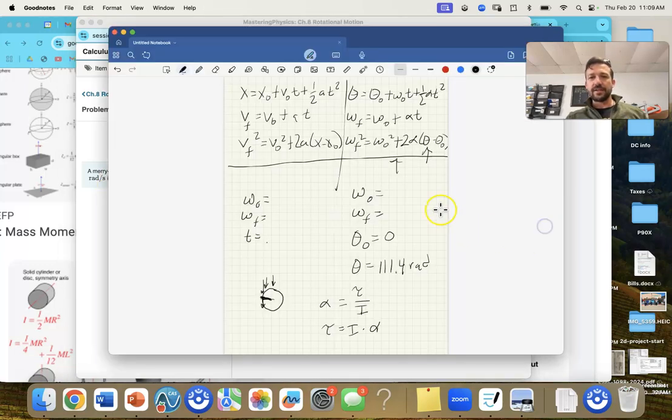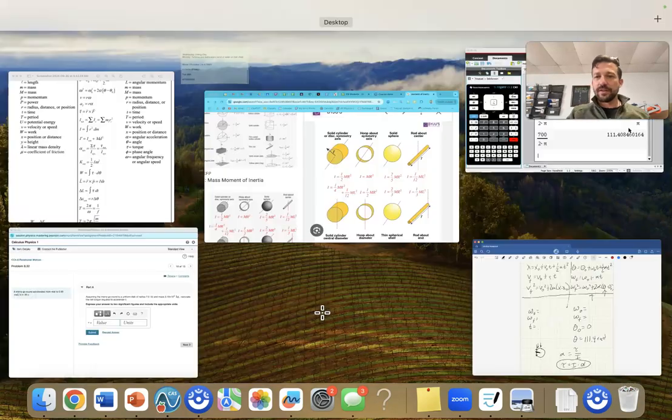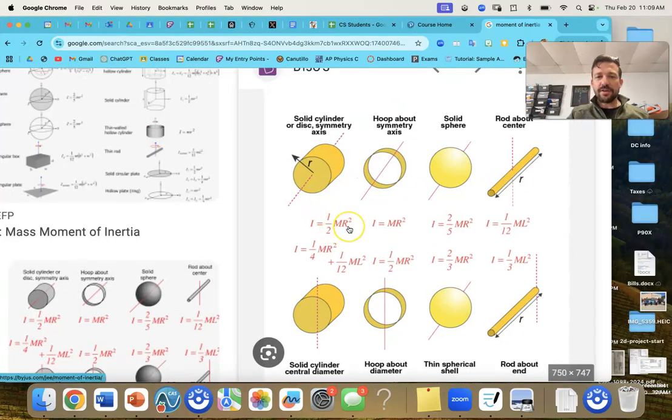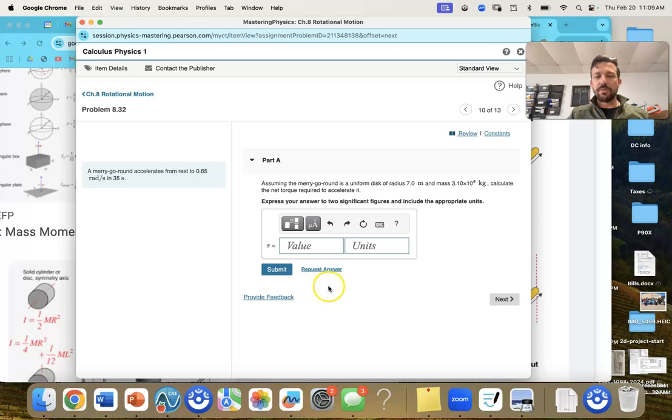Then use this formula to calculate the torque. So you're going to calculate the acceleration from one of these formulas. Then you're going to calculate the moment of inertia by a half m r squared. And then you're going to multiply I times alpha, and that tells you torque. Torque's in Newton meters. Okay, next one.